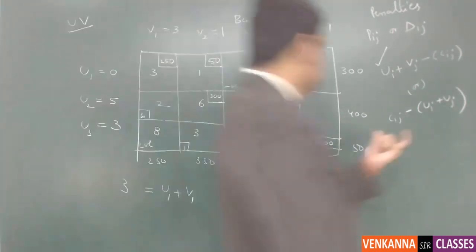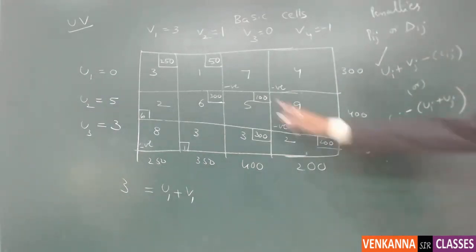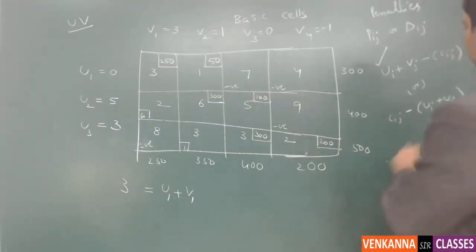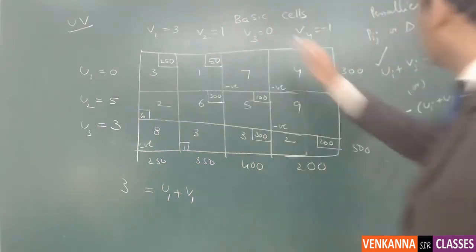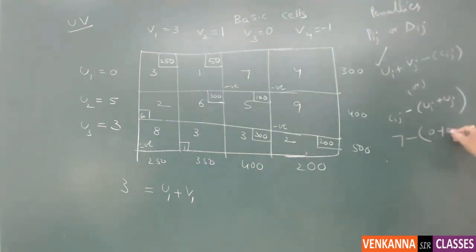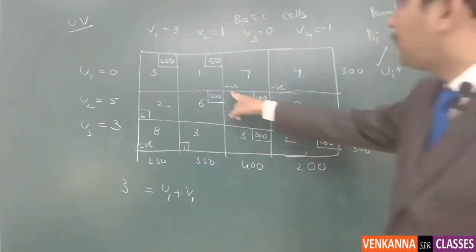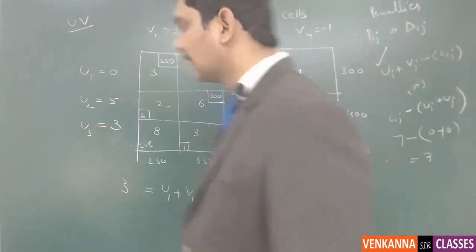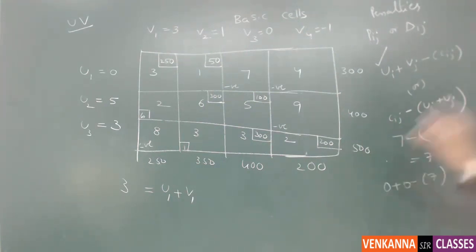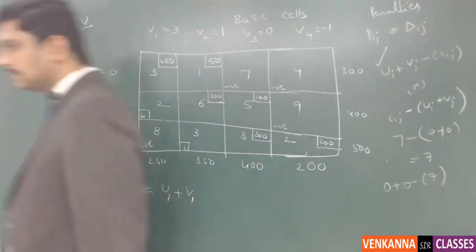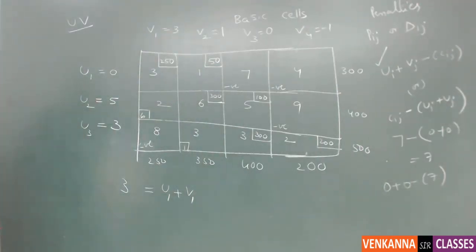So if you use this formula, see what I am doing, Cij minus of ui plus vj. So this is 7, 7 minus of ui plus vj, 0 plus 0. The value is 7. So this will be positive. What I did there, 0 plus 0 minus of 7, that's what I have done. Clear? How the formula I have applied there.